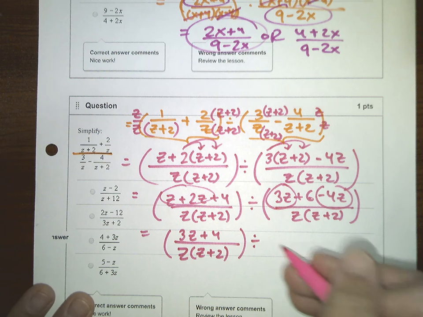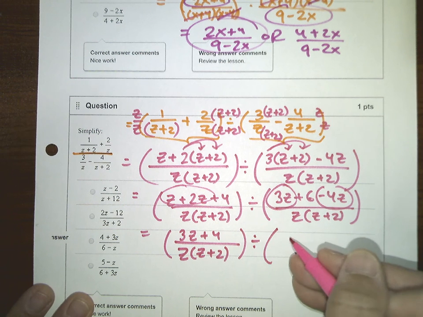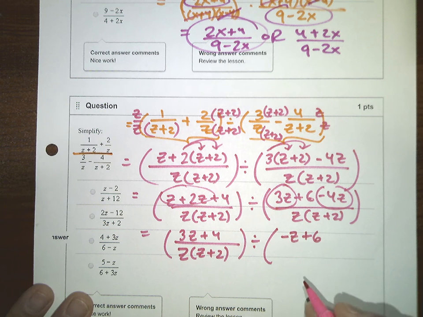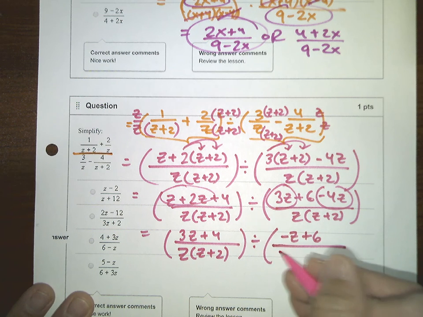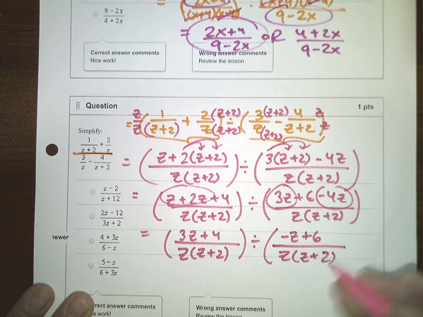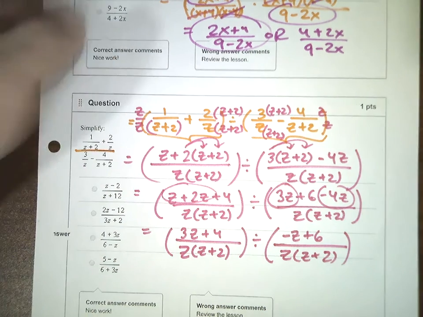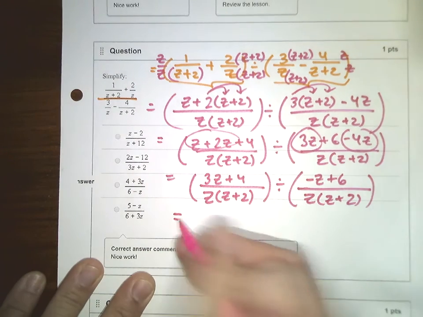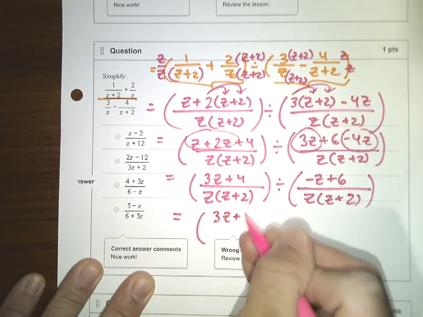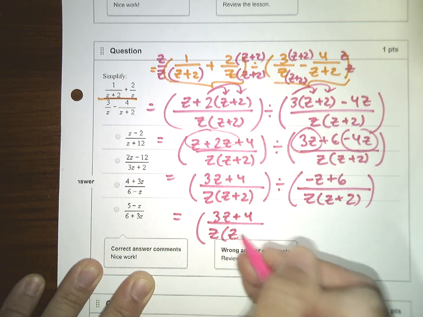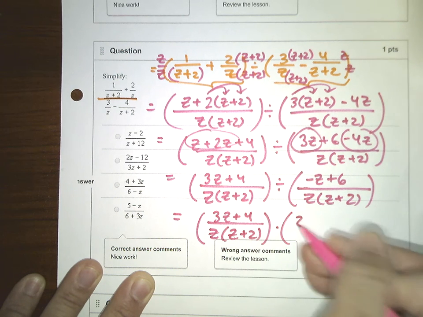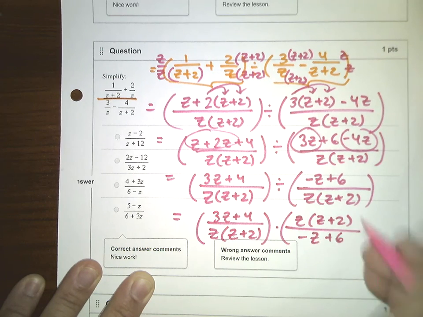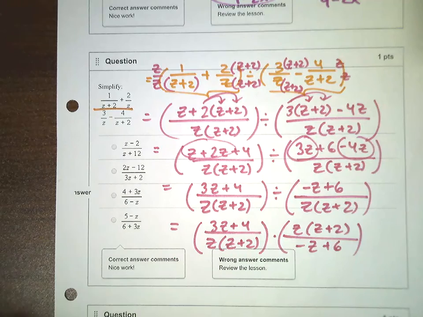That will just be a negative z, so I can write it as negative z plus 6 or 6 minus z, it doesn't matter which one, and then all over z times (z + 2). And then I'll multiply by the reciprocal now that the adding and the subtracting is done. So I have (3z + 4) over z times (z + 2), times (z + 2) divided by (negative z plus 6). All right, what a time to be alive.